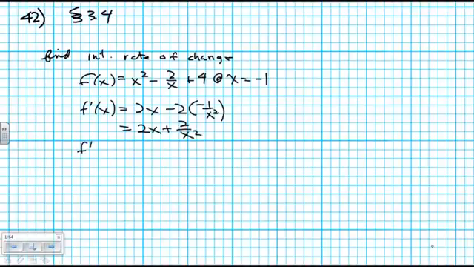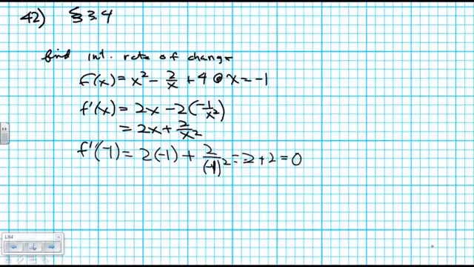which means the instantaneous rate of change, not at x, but rather at negative 1, is going to be 2 times negative 1 plus 2 over negative 1 squared, which is negative 2 plus 2. I got 0 as the instantaneous rate of change. I would say that's C, and they say the correct answer is C.